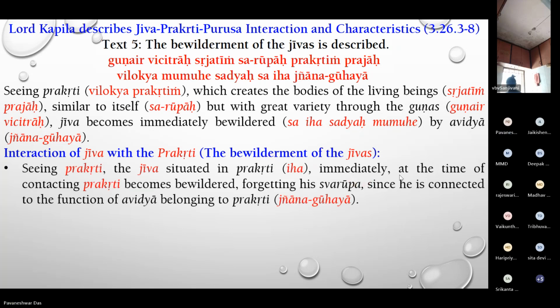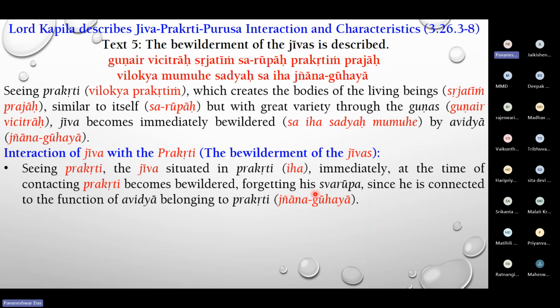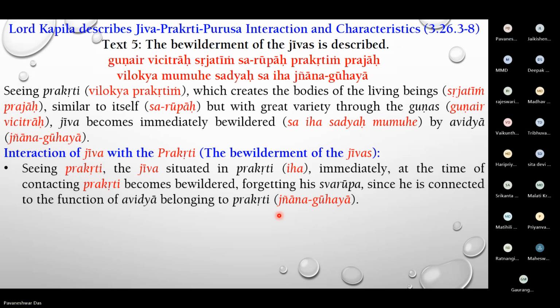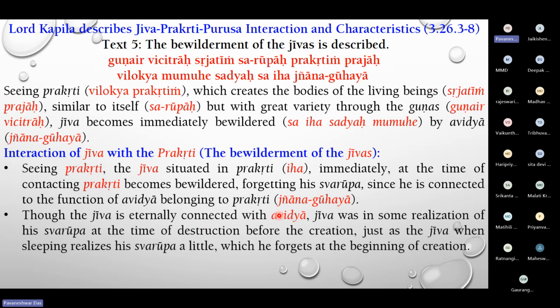Seeing Prakriti, the Jiva who is situated within the Prakriti, immediately at the time of contacting Prakriti becomes bewildered, forgetting his Swarupa since he is connected to the functions of avidya belonging to Prakriti. So as soon as Jiva comes into the material world, as soon as Jiva wakes up in the material world, Jiva loses all knowledge. But sometimes one remembers this knowledge, though the Jiva is eternally connected with avidya. Jiva was in some realization of his Swarupa at the time of destruction.